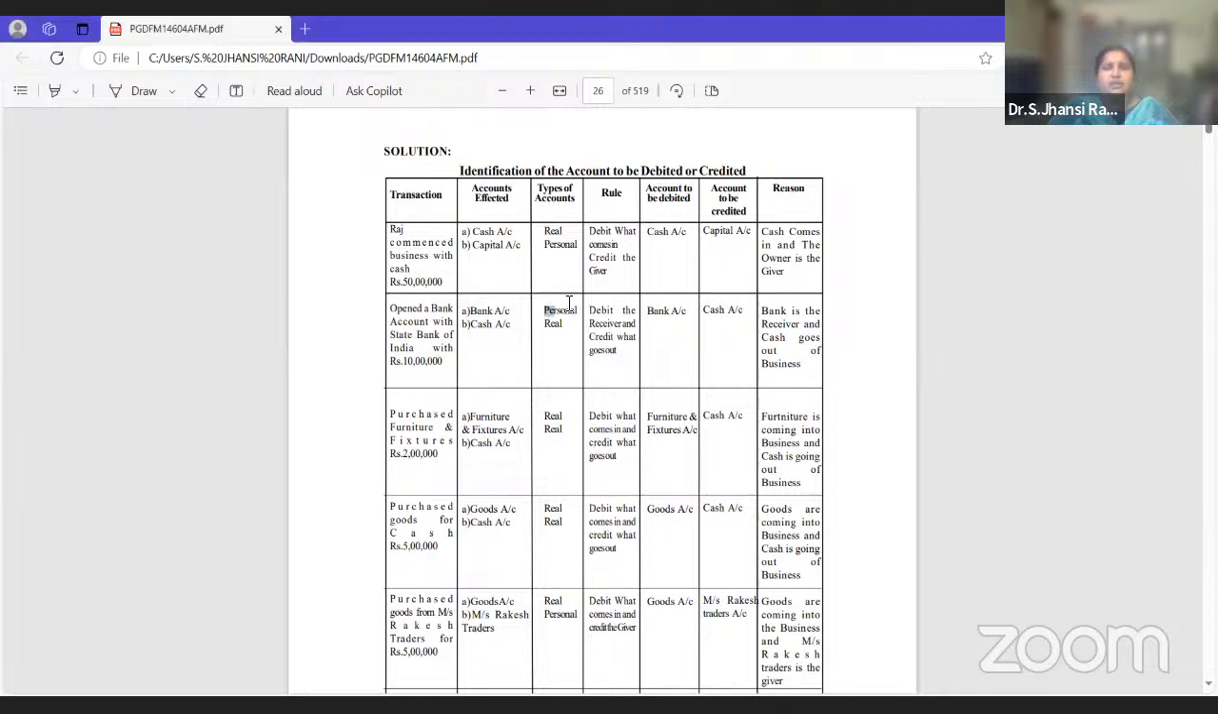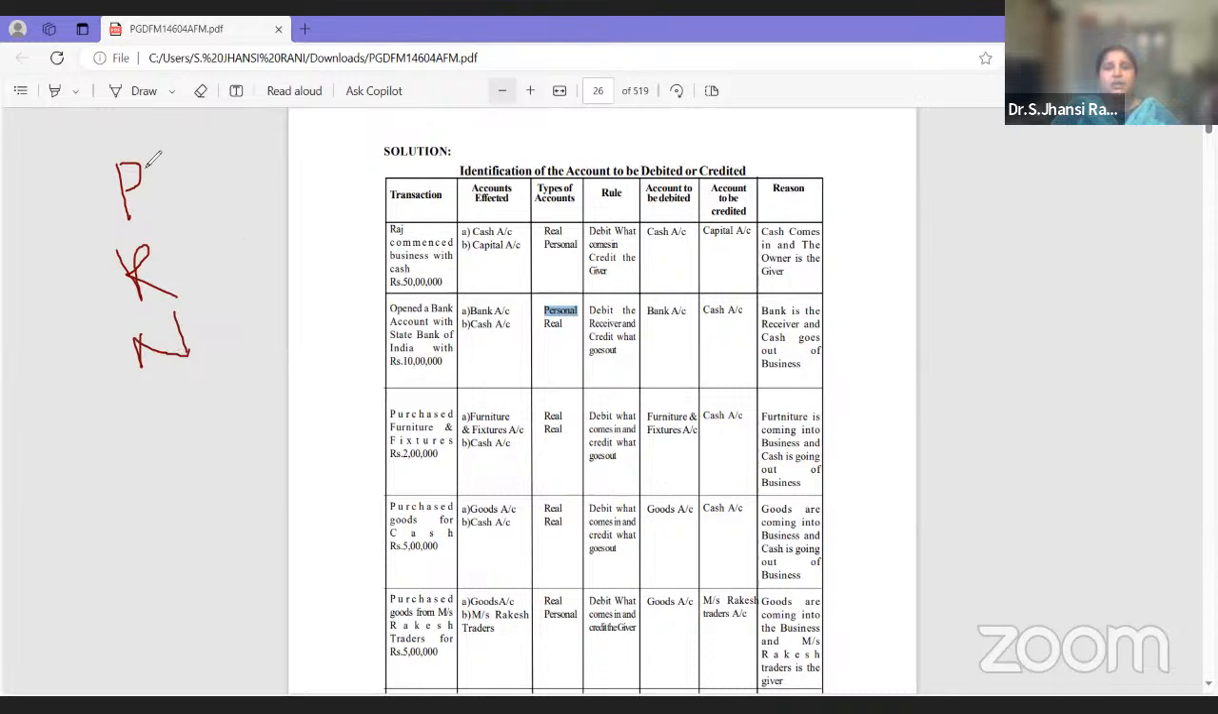So here it is a personal account and the rule is debit what comes in, credit what goes out. Whenever we are opening an account, the bank is receiving the amount. We are depositing our amount into the bank, so the bank is the receiver. And what do we deposit? We deposit cash. So always you have to remember these 3 points: personal, real and nominal.